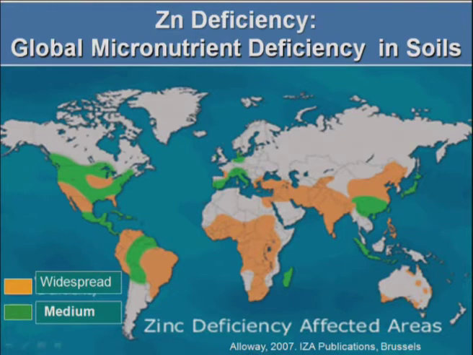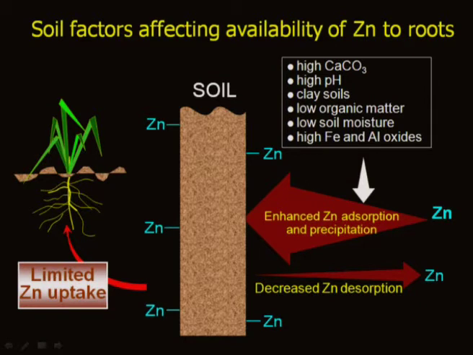This map shows the countries and regions where zinc deficiency has been reported in cultivated soil. The orange regions are known as countries where zinc deficiency is a widespread problem in cultivated soils. So nearly one-third of cultivated soils are affected by zinc deficiency. The question is, why is zinc deficiency so widespread in agricultural soils?